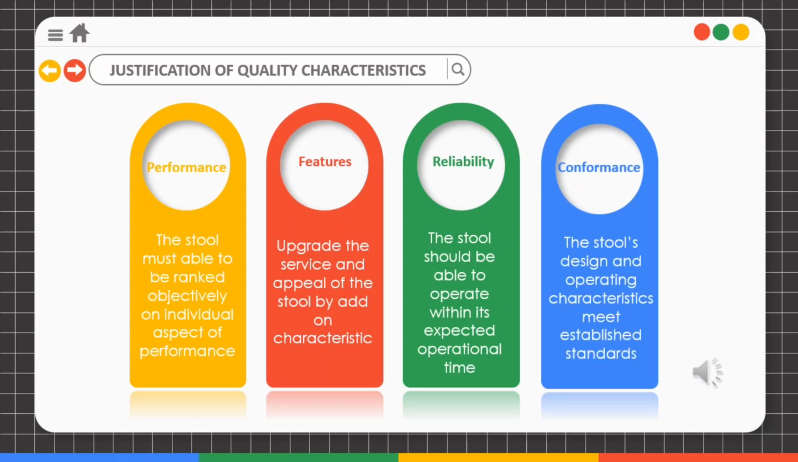Assalamualaikum warahmatullahi wabarakatuh. I will talk about the justification of quality characteristics. There are several things that need attention when we talk about the justification of quality characteristics. Among them is performance. The tool must be able to be ranked objectively on individual aspects of performance. After that, features. Upgrade the service and appeal of the tool with add-on characteristics. Next, reliability. The tool should be able to operate within the expected operational time. After that, conformance. The tool's design and operating characteristics meet established standards.